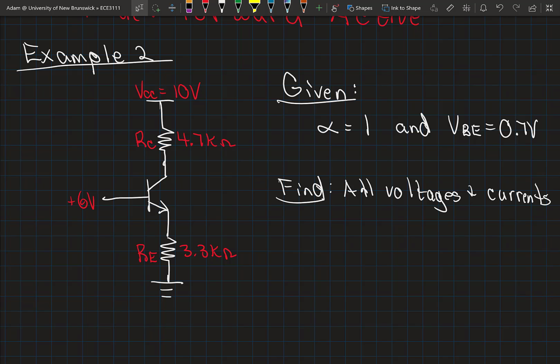Okay, let's stop here for a second and think about what is the significance of alpha being equal to 1. Well, alpha equal to 1 means that our collector and emitter currents are identical. So this is representing an ideal BJT. So maybe not practical, but so be it. So this is assuming the collector current and emitter current are equal, and also that my base current is 0.